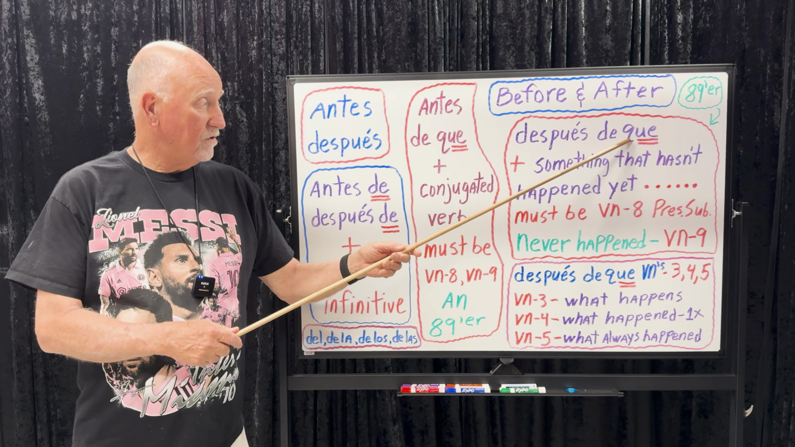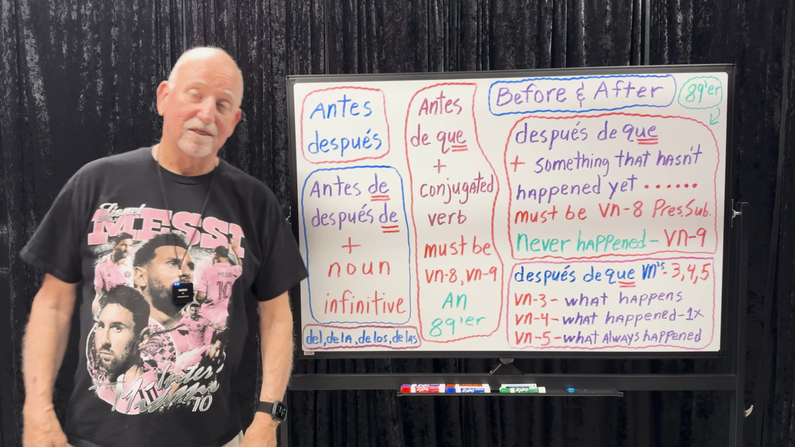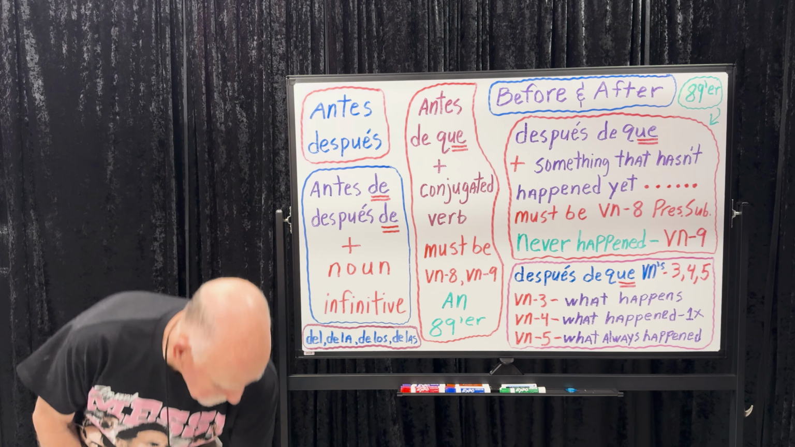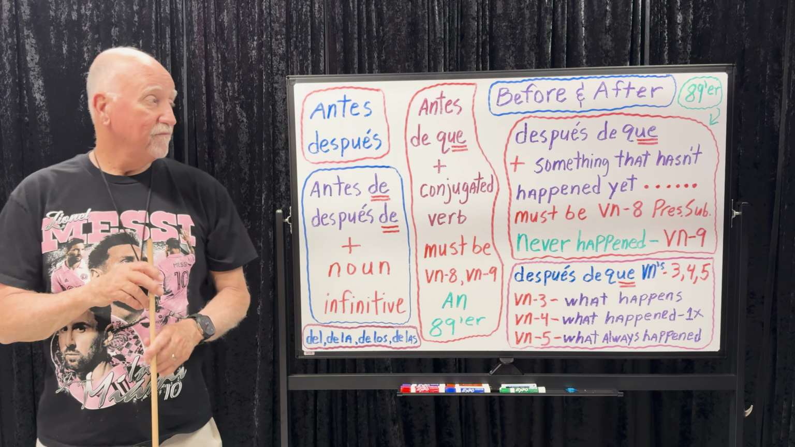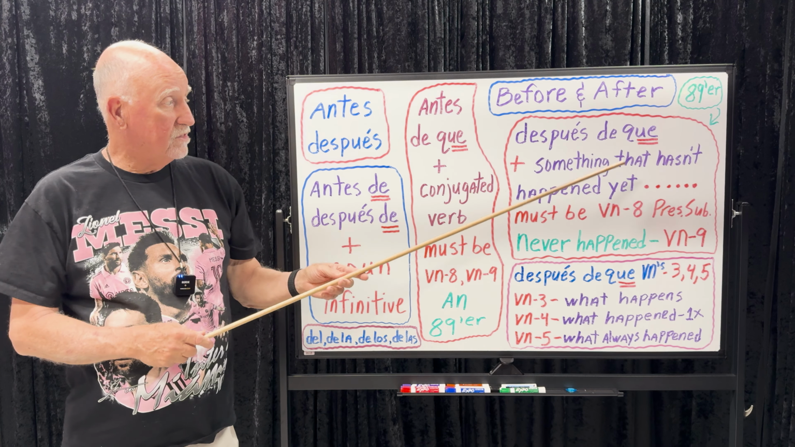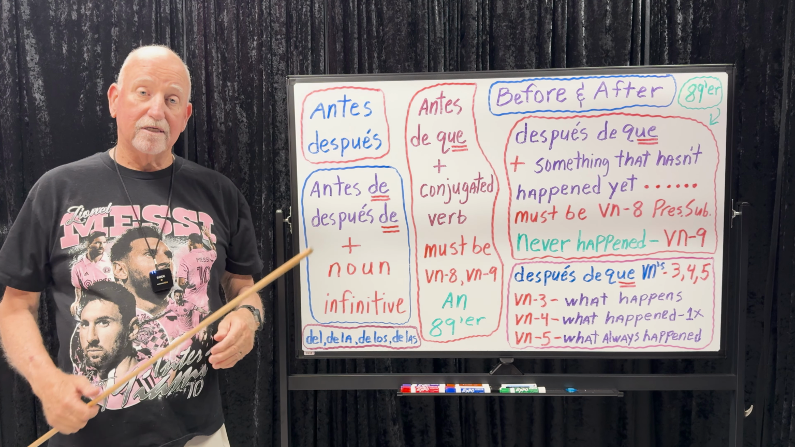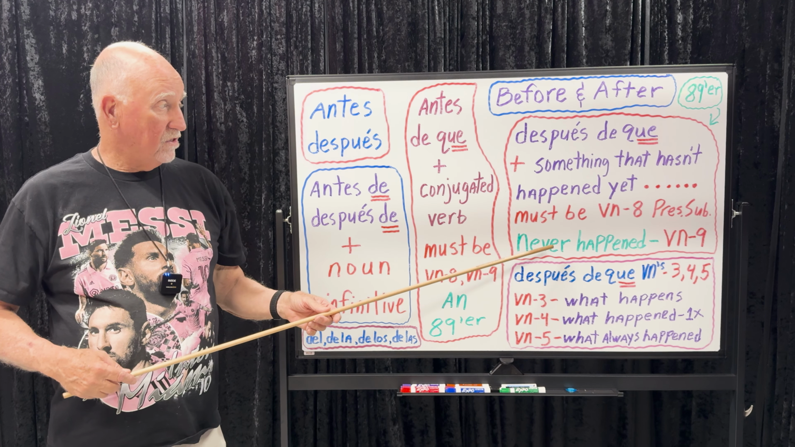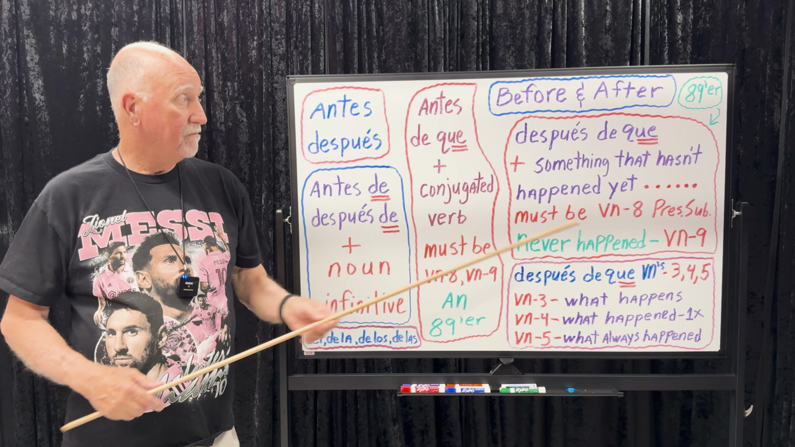For example, your plans were to graduate from college. You never did. Después de que me graduara, after I earned $1 million. Después de que yo ganara $1,000,000. Un momento, necesito agarrar el palo caído. Gracias. Okay, so después de que can be another 89er. You can use the present subjunctive if you're talking about something that has not happened yet, or you can use the past subjunctive if you're talking about something that never happened.